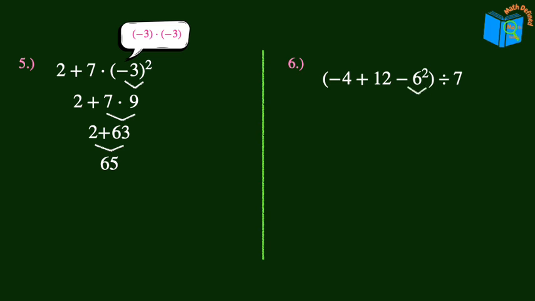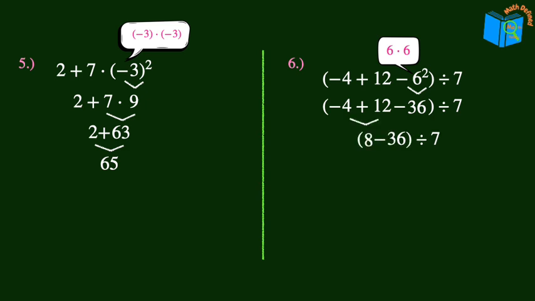What is the base? There is no parenthesis between the exponent and the number 6, so the base is positive 6, and we'll multiply it to itself 2 times to get positive 36. We'll bring down the negative sign along with the rest of the expression. Still working inside the parentheses, we need to add negative 4 and 12 to get positive 8. And there is still one operation left in the parentheses, 8 minus 36, which is negative 28. The final operation is negative 28 divided by 7 to get negative 4.